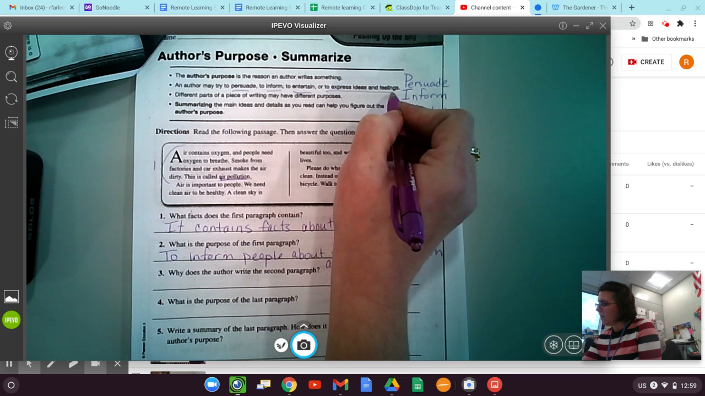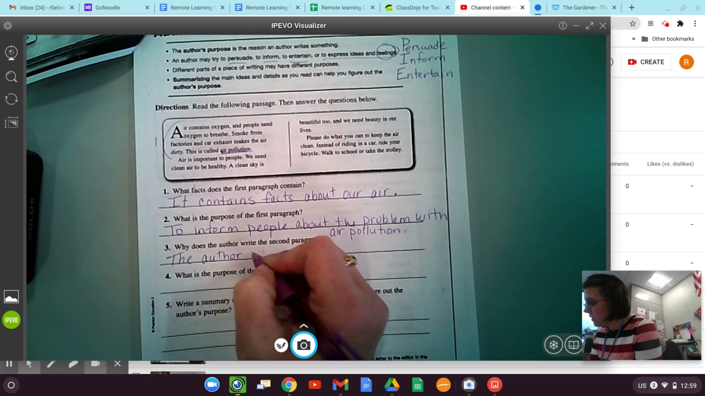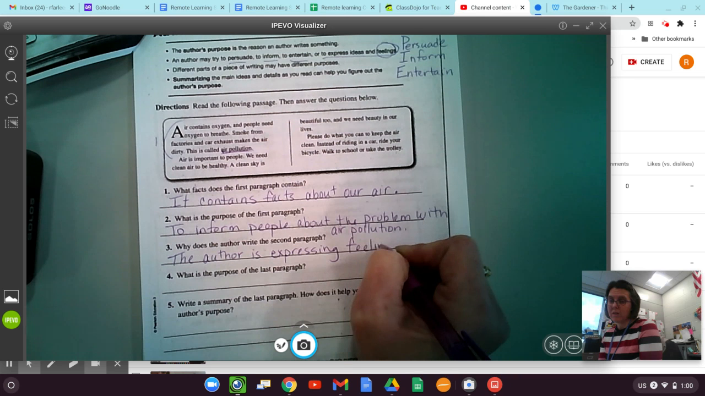So the author is expressing feelings. Hey, I noticed something. We talked about main verbs and helping verbs. Is expressing. Is is the helping verb. Expressing is the verb. All right.